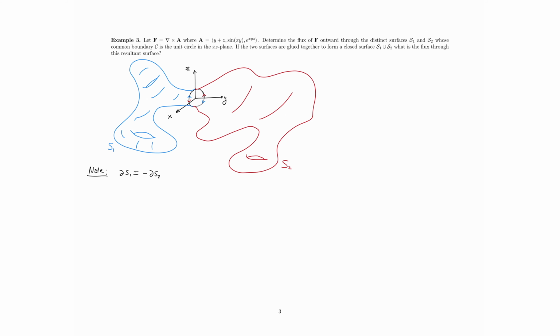So with that being said, let's go ahead and parameterize things. Let's do this in blue. So for S1, the boundary of S1, let's parameterize it using some r of t. This is the circle in the xz plane, so I can parameterize this as cosine t, 0, sine t, of course for t in the interval 0 to 2 pi.